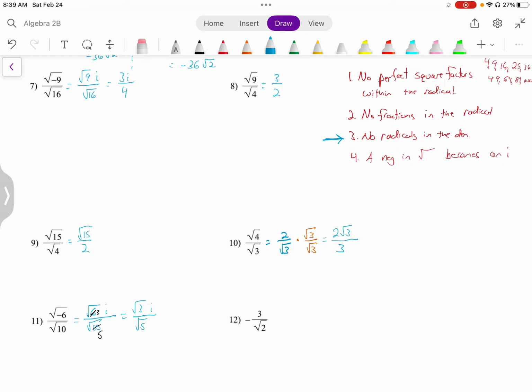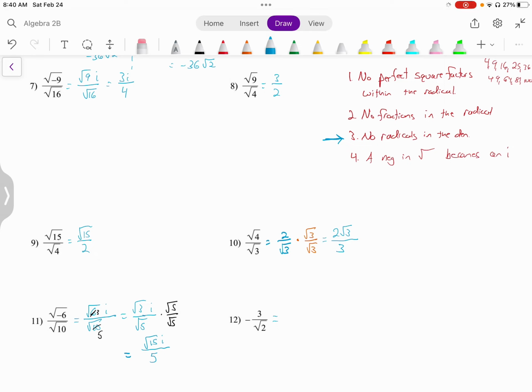Well, this still is not simplified because it has a square root in the denominator. So now we have to multiply by the square root of 5 over the square root of 5. Move down here. Square root of 3 times the square root of 5 is the square root of 15. We still have the I. And remember, the square root of 5 times the square root of 5 is just 5. Also a reminder, we cannot cancel the 15 and 5 here because the 15 is in the square root and the 5 is not.